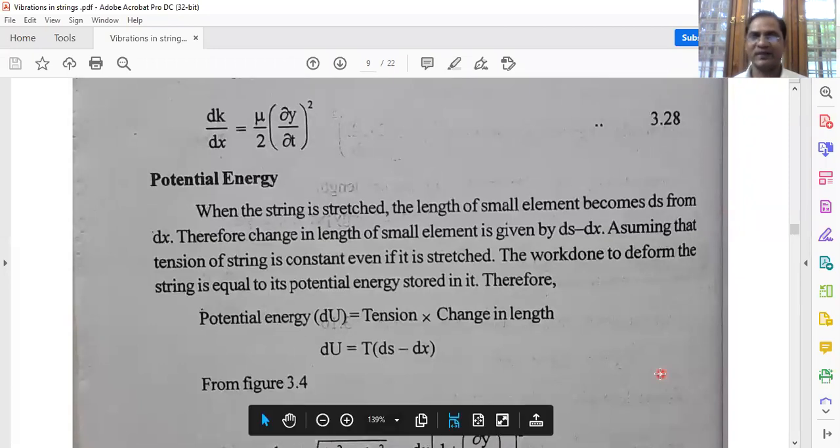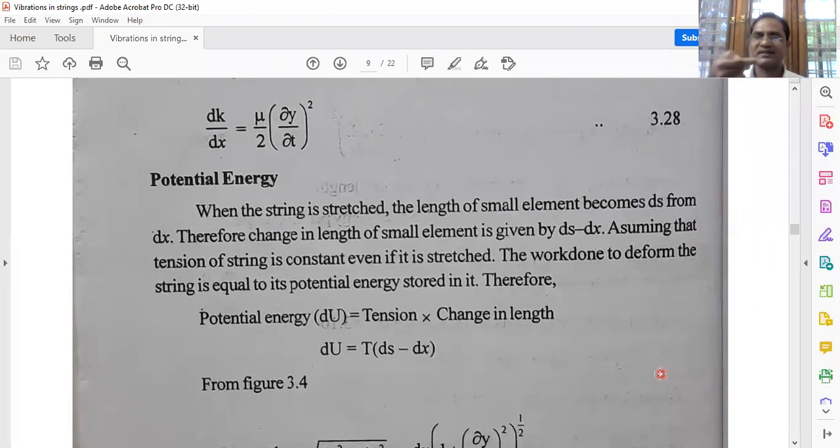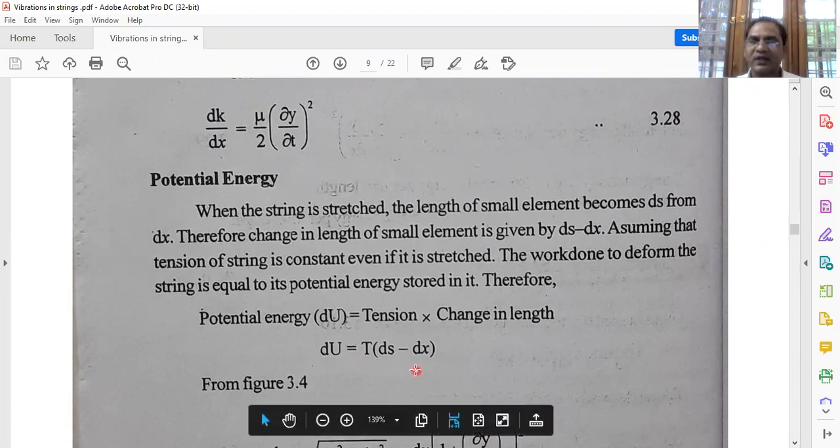In the previous figure, we considered the length dx. When the string is in vibrating mode, that small length dx changes into the arc shape of length ds. So what is the change in length? Length dx changes into ds, so the change in length is ds minus dx. What is the tension in the string? Capital T. Then the potential energy expression is given by potential energy equal to tension into change in length. Tension capital T into change in length, ds minus dx.